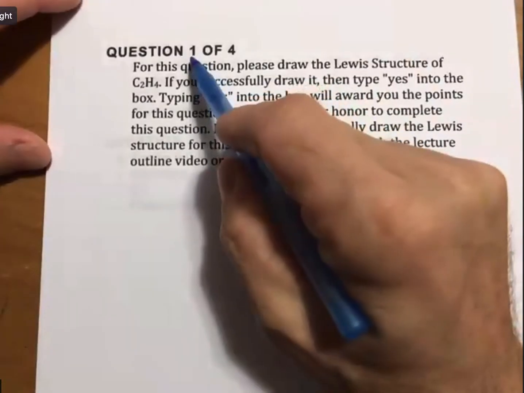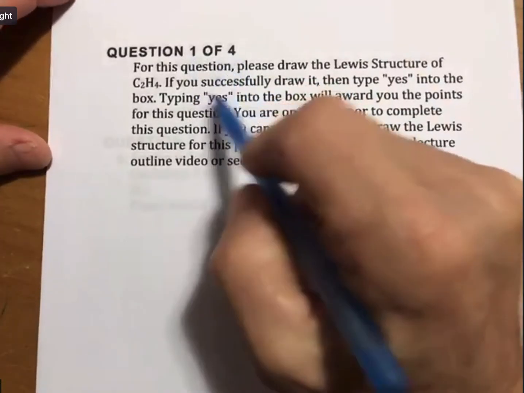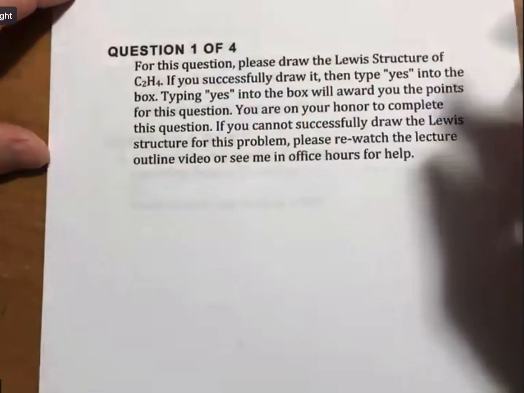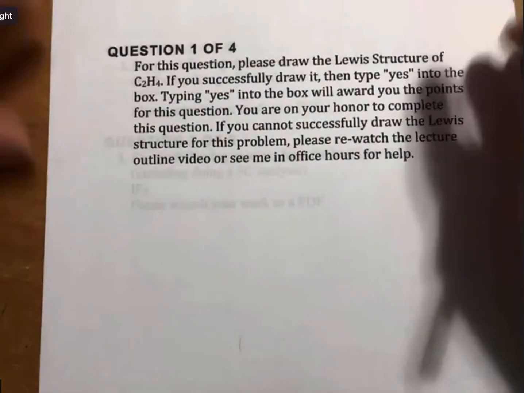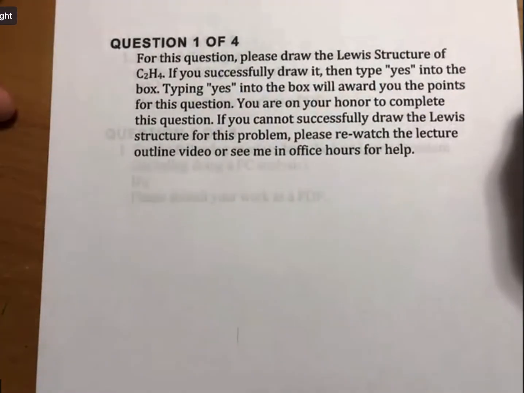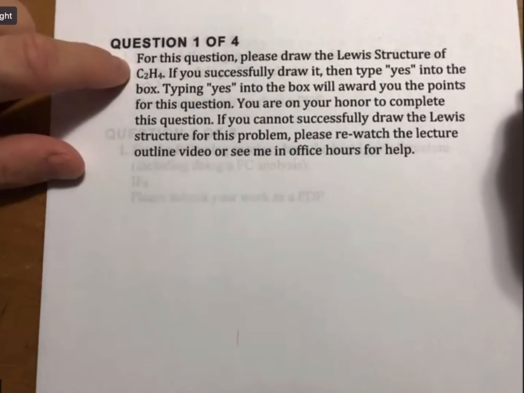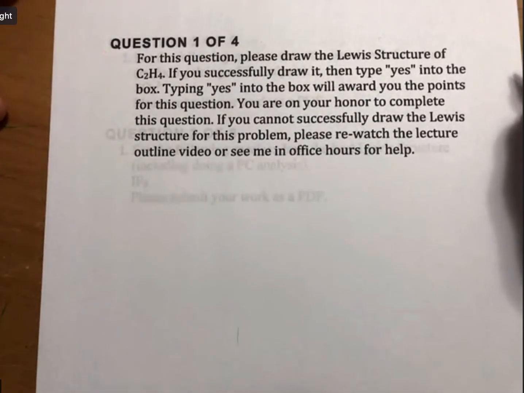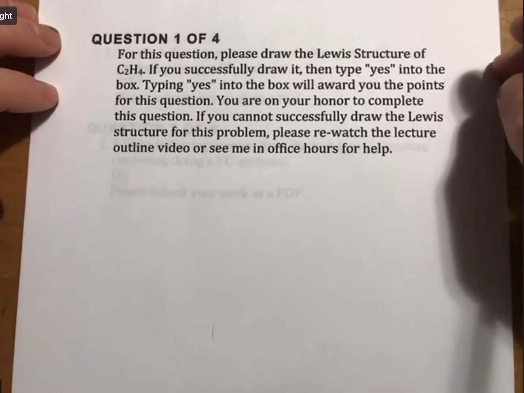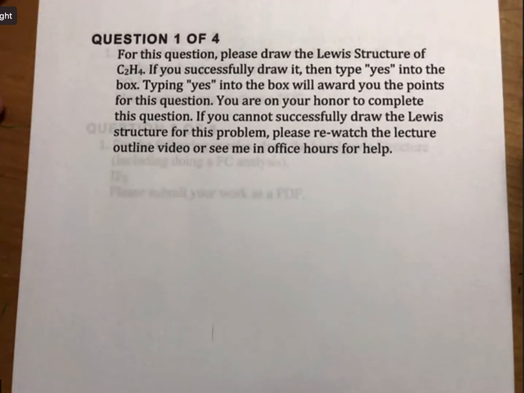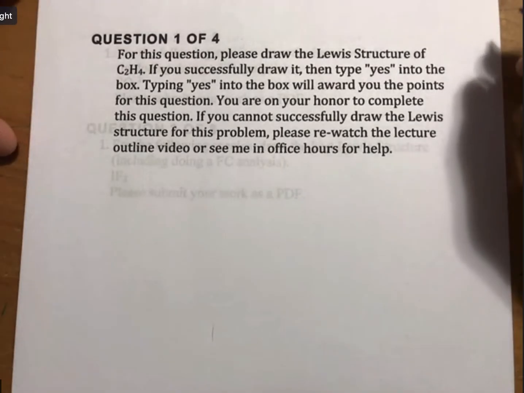First thing I'll say about it is there are 4 questions, and I'm only showing one of them right here. The first question is, for this question, please draw the Lewis structure of C2H4. If you successfully draw it, then type yes into the box. Typing yes into the box will award you the points for this question.